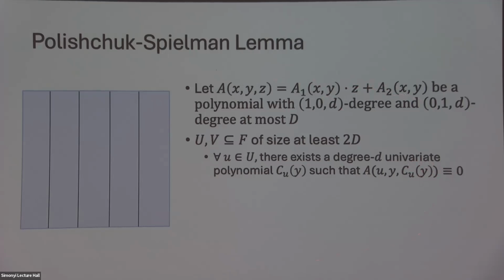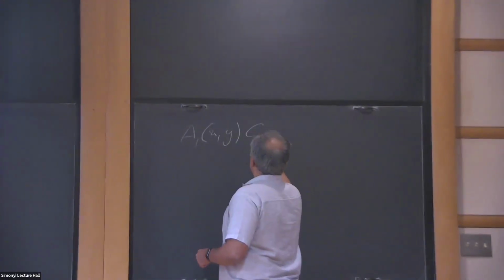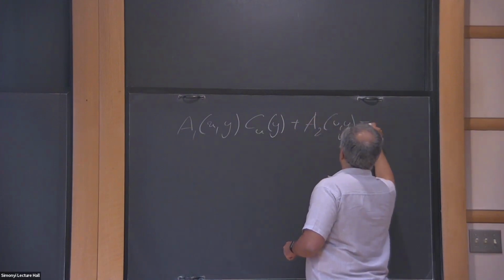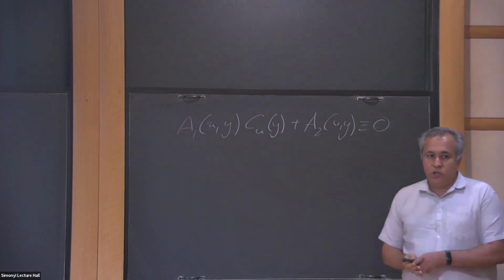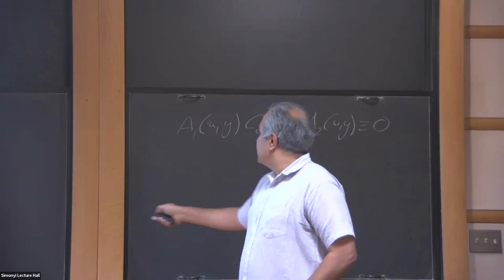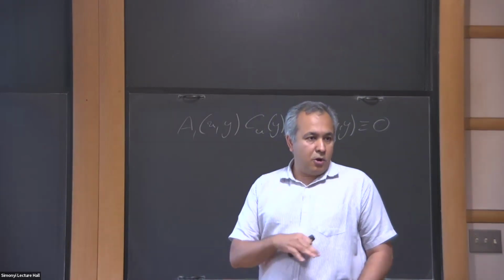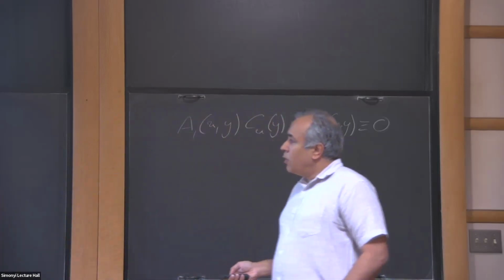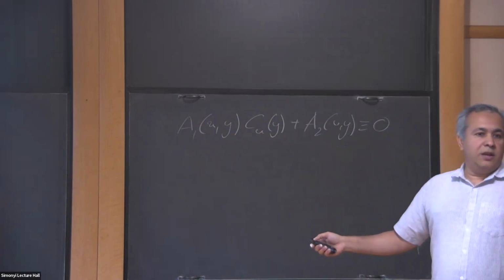So all I'm claiming at this point is a1(u,y)c(u,y) + a2(u,y) is identity. So it just means that a1 divides a2. For each of the rows and each of the columns, there's a polynomial that witnesses that a1 divides a2. The same thing happens for the rows. There is a polynomial that shows this, and there are a large number of such rows and columns. Then what Polishchuk Spielman conclude is actually that a1 divides a2 as bivariate polynomials.